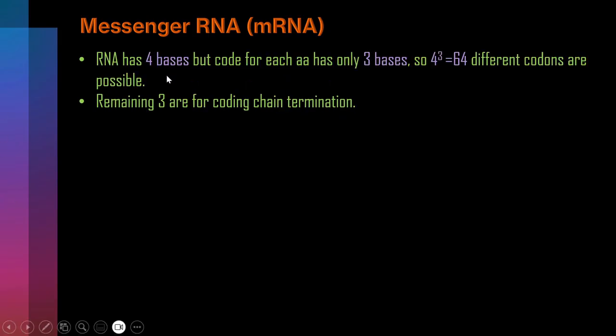Now, RNA, as we know, has 4 bases, but the code for each amino acid has only 3 bases. So, 4^3 possibilities are there. That means 64 different codons are available. But as we know, there are only 61 alpha amino acids. So, the remaining 3 are for coding the chain termination of the protein.